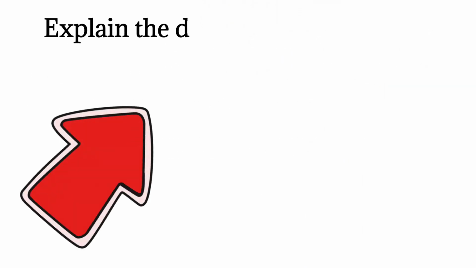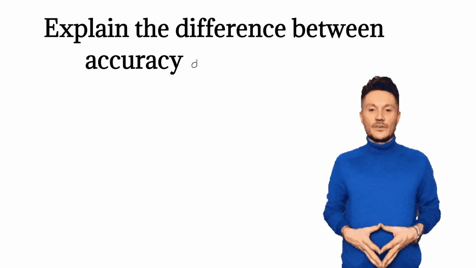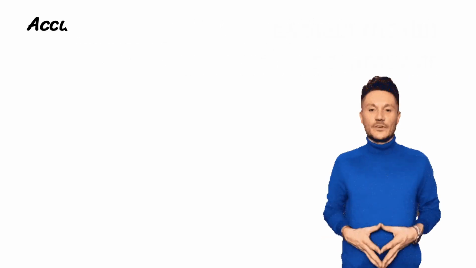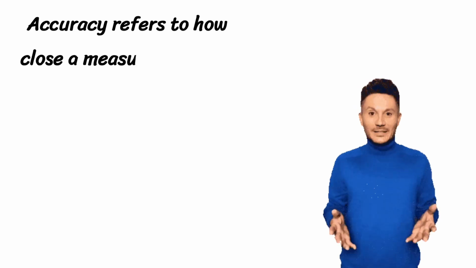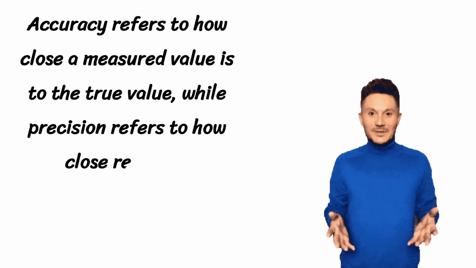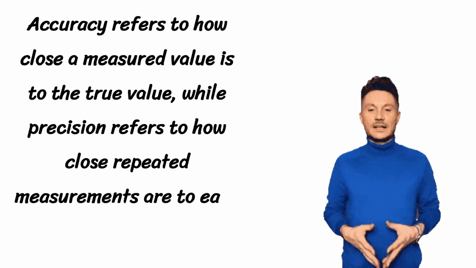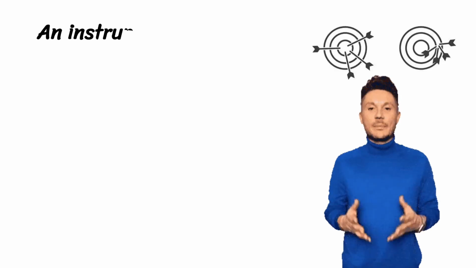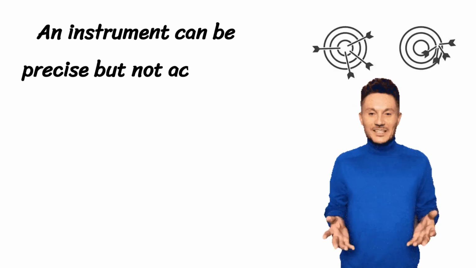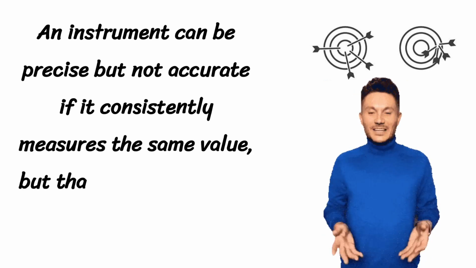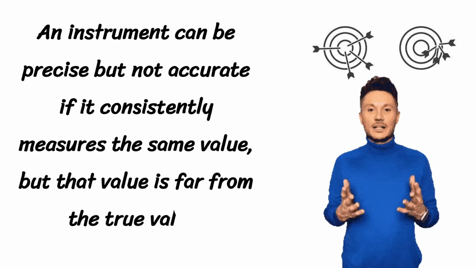Next question is, explain the difference between accuracy and precision. Accuracy refers to how close a measured value is to the true value, while precision refers to how close repeated measurements are to each other. An instrument can be precise, but not accurate, if it consistently measures the same value, but that value is far from the true value.